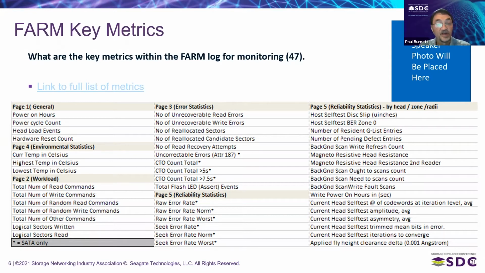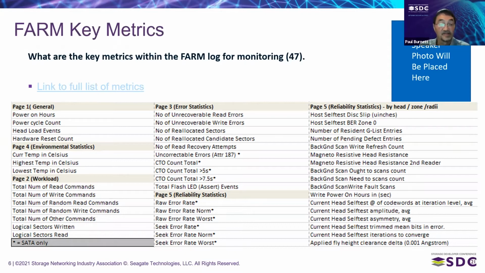In error statistics, you have, of course, unrecoverable read errors, you have reallocated sectors, you have candidate sectors or pending allocations. So those are some of the key metrics about when you start having issues, what are the things that start to show up in the drive, and those are some of the major ones that we have.